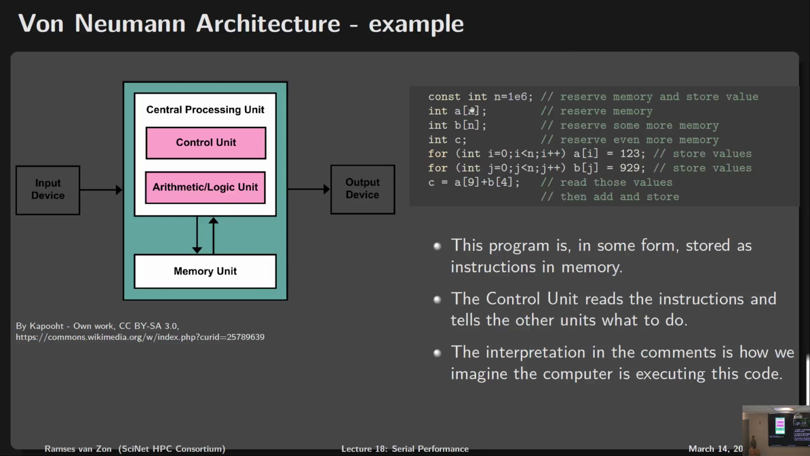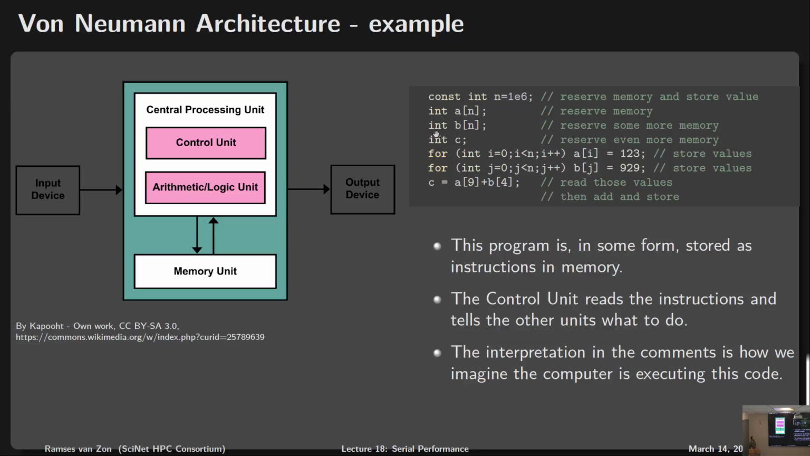I have two arrays. I'm being a little bit short here. I'm using automatic arrays rather than dynamically allocated for the point that I'm making. It doesn't really matter. So this is going to reserve probably some memory. So somewhere in this memory unit, the control unit is telling the memory unit, hey, I want 1 million integers. Integers are typically 4 bytes, so that amounts to 4 million bytes. And then I do it again with B.